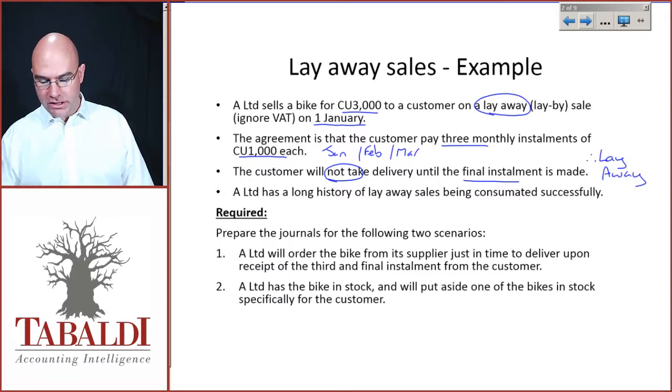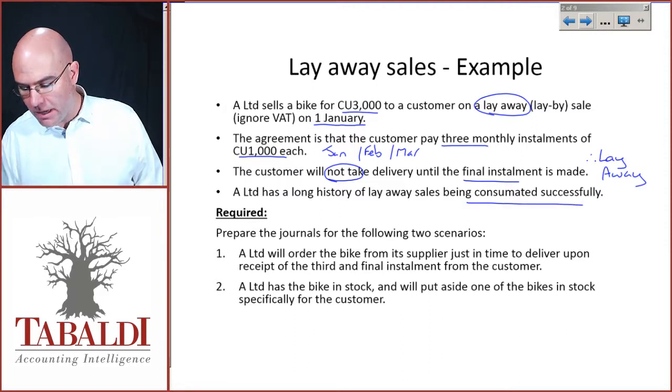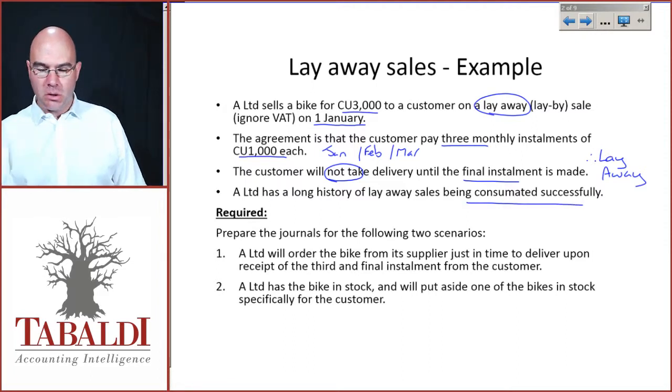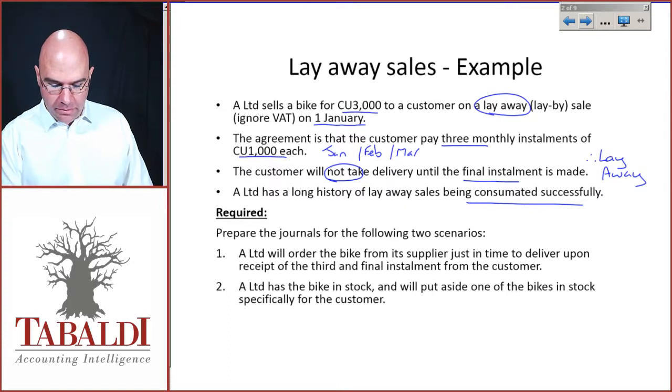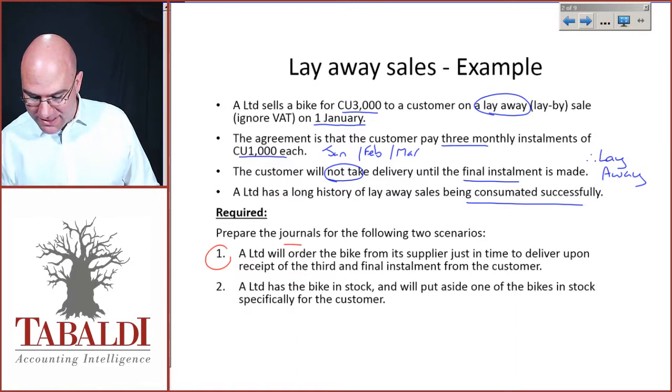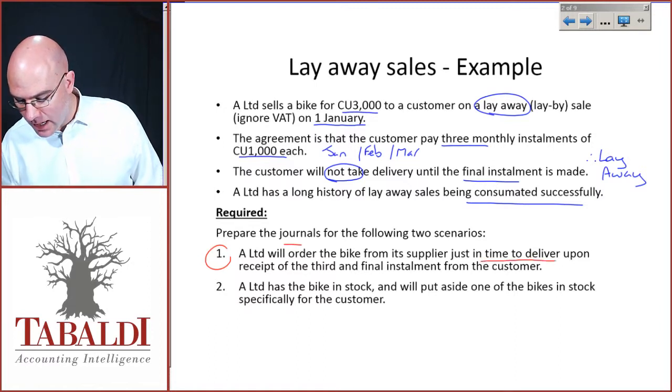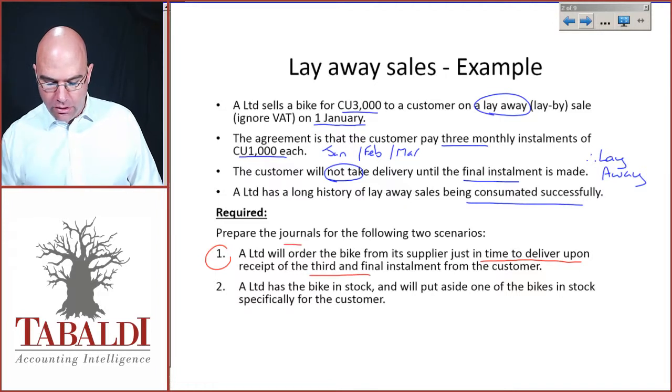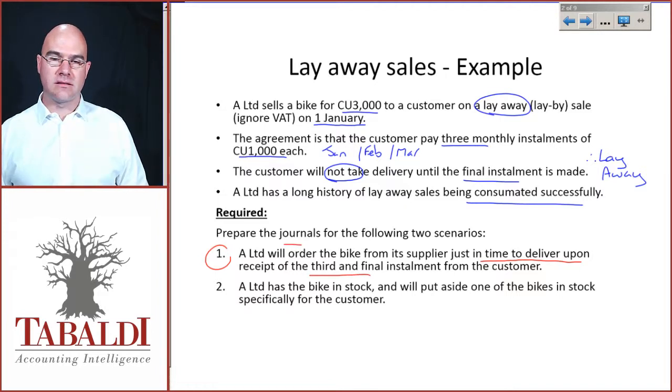A Limited has a long history of layaway sales being consummated successfully. The requireds that I need you to do, please, are to prepare the journals for the following 2 scenarios. Firstly, A Limited will only order the bike from its supplier just in time to deliver upon the 3rd and final installment from the customer. So A Limited will get the bike from the supplier just before the customer comes to take delivery and make the final installment.